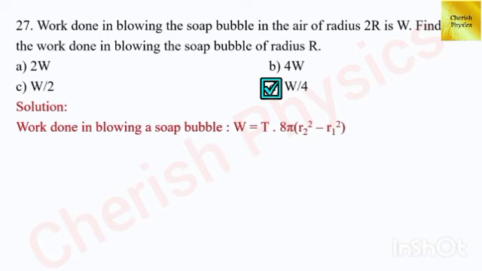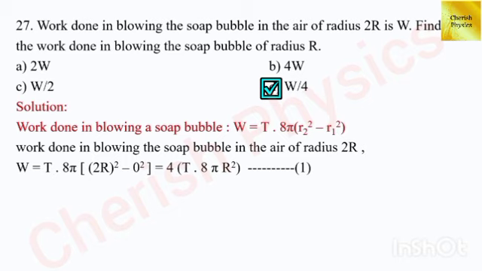We know the formula. Work done in blowing a soap bubble W equal to T into 8 pi into R2 squared minus R1 squared. Here T is the surface tension, R2 is the final radius and R1 is the initial radius. According to the given question, let us take the initial radius R1 equal to 0. In the first condition, work done in blowing the soap bubble in the air of radius 2r is equal to T into 8 pi into 2r the whole squared minus 0, which is equal to 4 into T into 8 pi r squared.